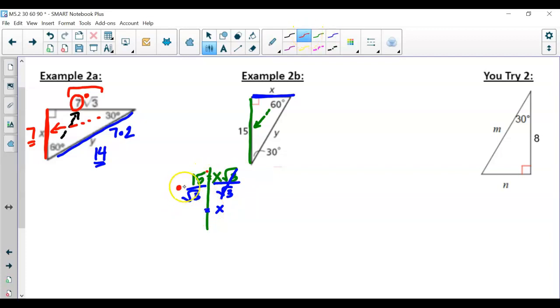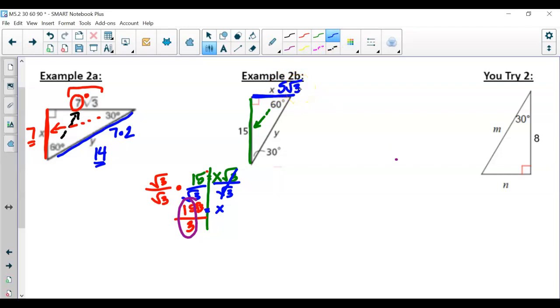We can't leave it, so rationalize the denominator here, our fraction. So now you've got 15 radical 3 over radical 3 times radical 3, right? Just cancels out and you're left with 3 because that's radical 9. Then can we simplify? Yes. This is 15 over 3, which is 5. So our short leg is 5 radical 3.